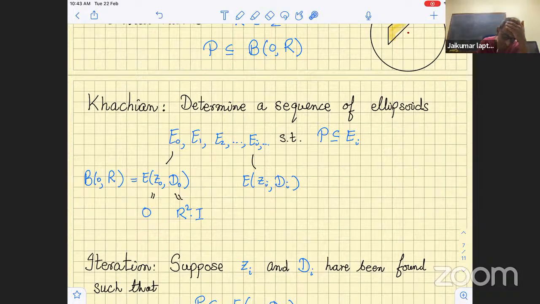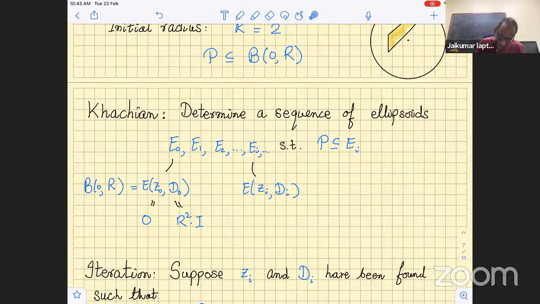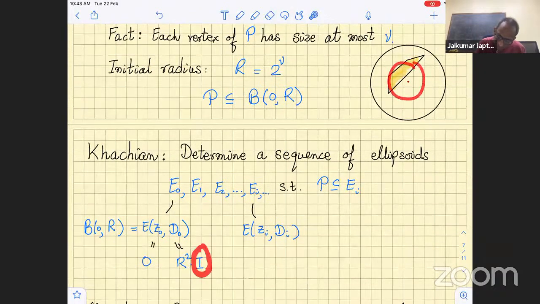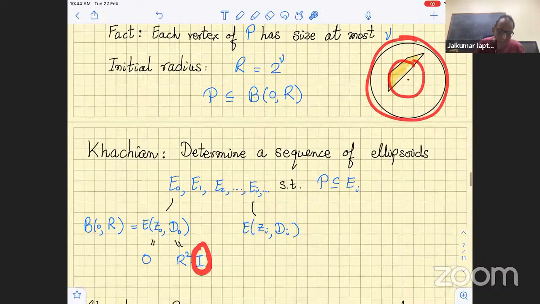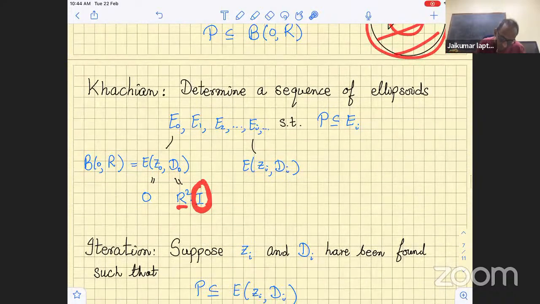For the initial ellipsoid, the center was given to be 0, and then the radius. For a unit sphere, this is the positive definite matrix. Now we are not talking about a unit ball, sorry, I keep saying sphere, I mean ball, which means it contains everything inside. Since it's of radius r, remember we put squares so that when we take the square root, we get r back. Okay, good. So this is the situation.